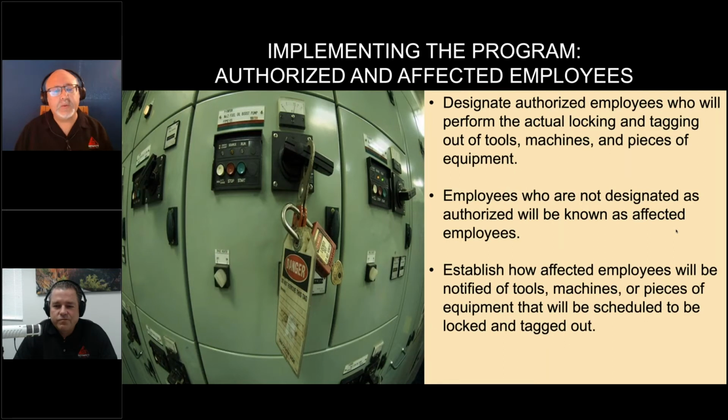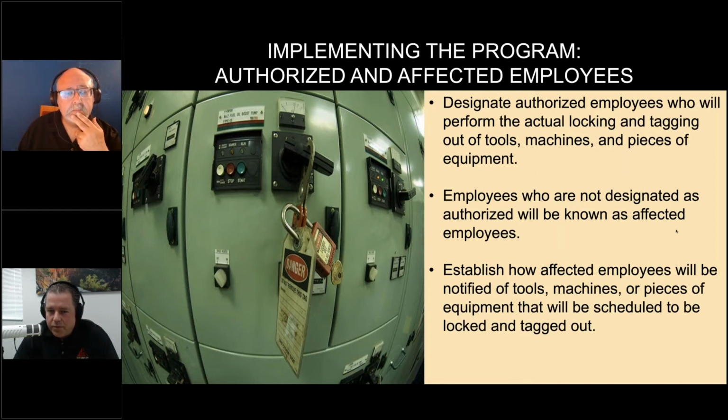All right, authorized and affected employees. Designated authorized employees who will perform the actual locking and tagging of the tools and machines are called authorized. They're the ones signing that form we just talked about, right? So what is an affected employee, Sam? Affected employees are everybody else. Everybody who's not authorized to perform the lockout tagout. That could be anybody who is not a maintenance person or a machine operator. The people that are working around it.